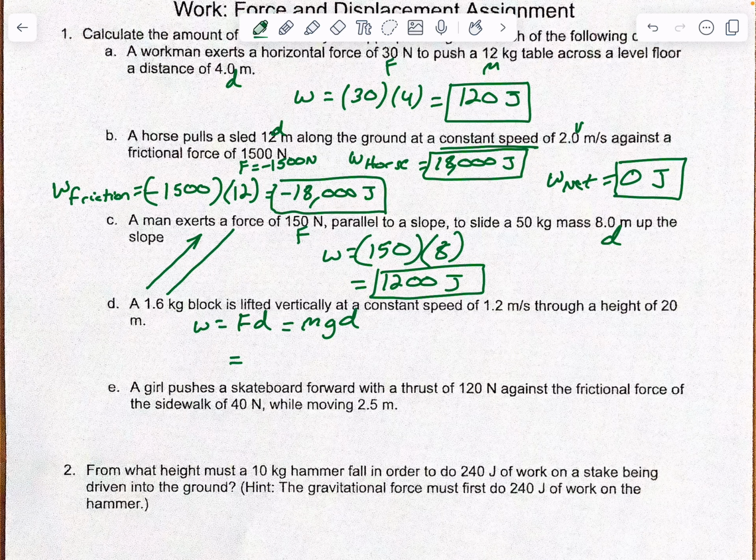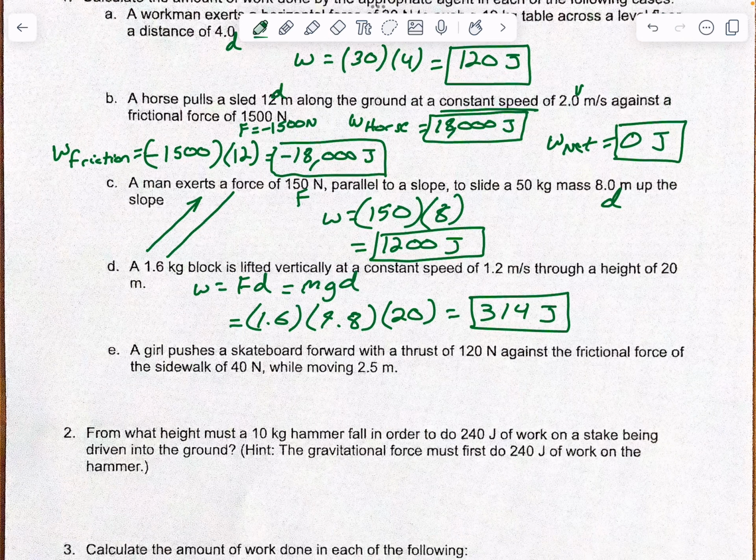So my mass would be 1.6. Gravity would be 9.8. Since you're lifting it up, that's why 9.8 is positive, because gravity is not the one doing the work. If gravity was pulling this block down, like if you drop the block and gravity was doing the work to pull it down, then it would be negative 9.8. But it's positive in this case, and your distance would be 20 meters. So multiply that out, and you get 314 joules of work.